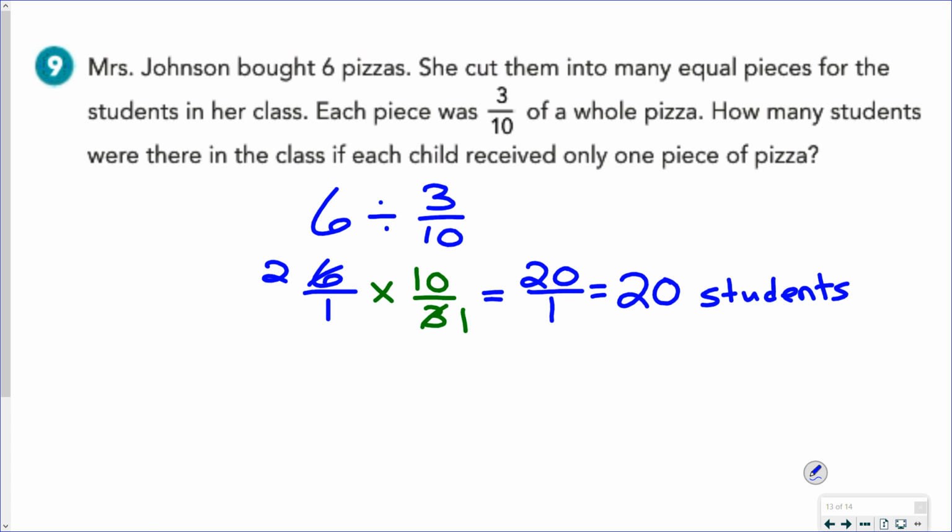And you would get the same answer if you did not simplify at the beginning. If you took 6 times 10, that would be 60. 1 times 3 is 3. You would have 60 over 3, which means 60 divided by 3, and 60 divided by 3 is 20.